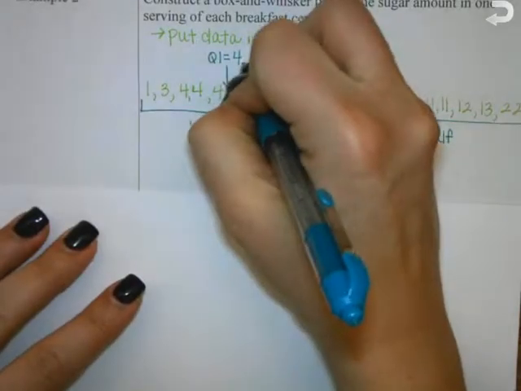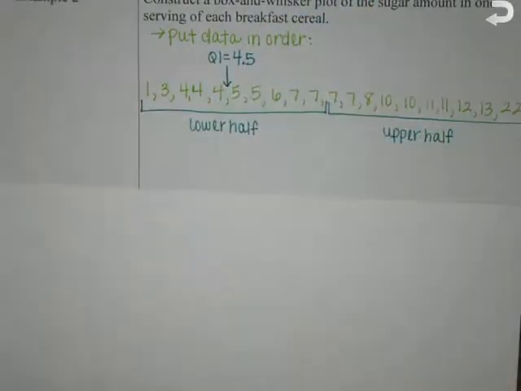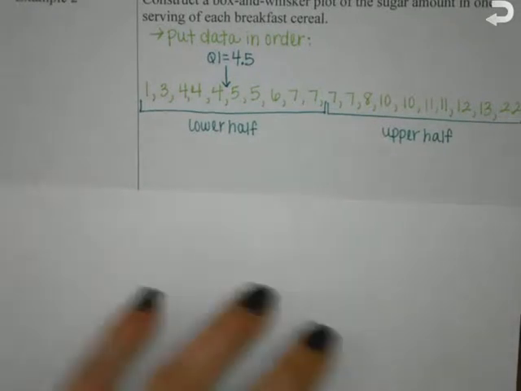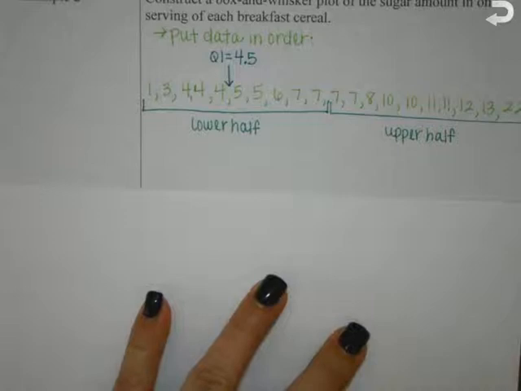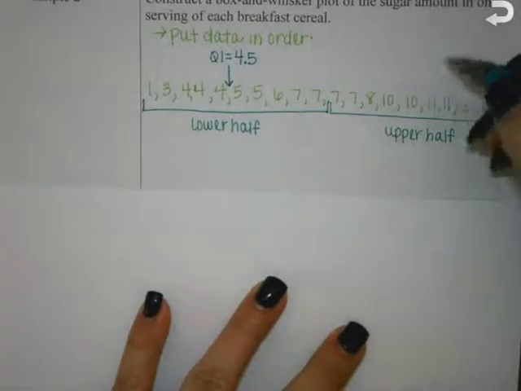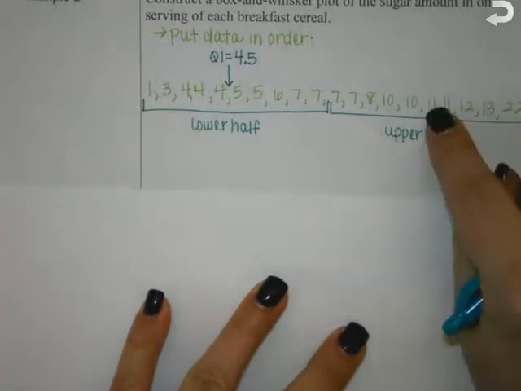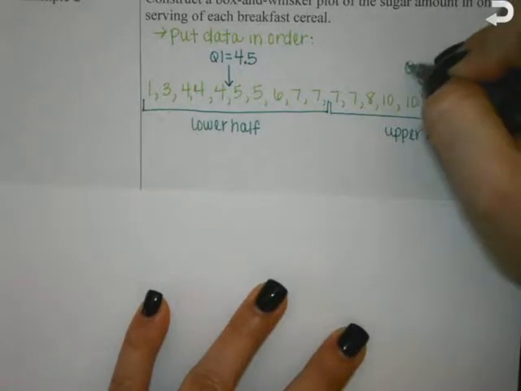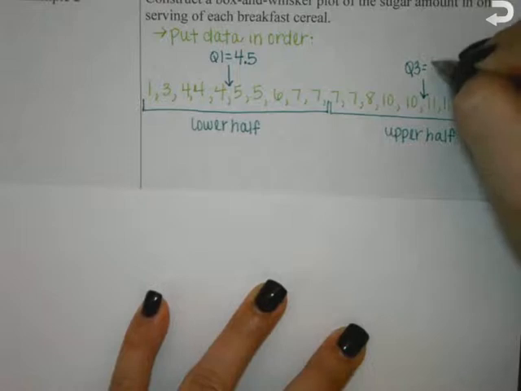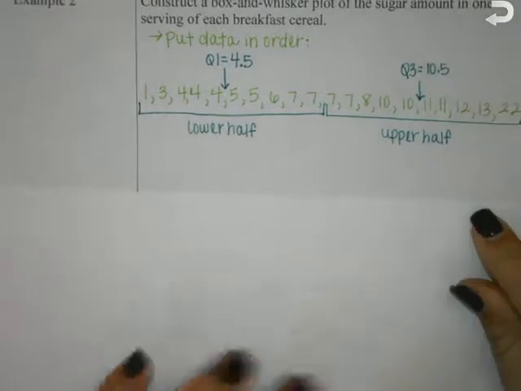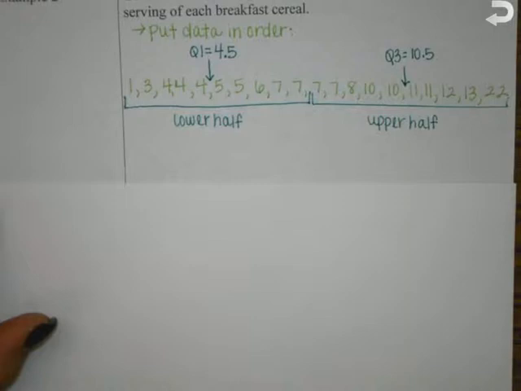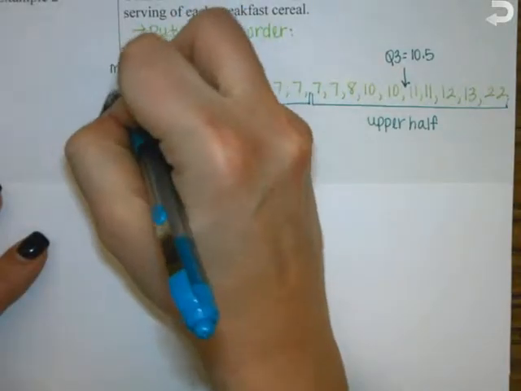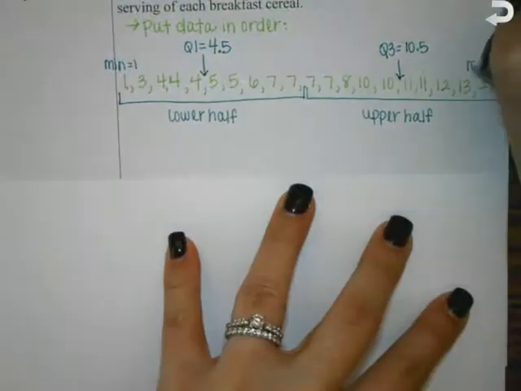Okay? So do the same thing for the upper half, guys, and that's called Q3. So figure out where Q3 is going to go. What was it? Right at 11, or it's between 10 and 11. So put an arrow between 10 and 11, label it Q3, and so that's going to equal 10.5. So we split it up into our quartiles. The only other things that we have to label are our minimum and our maximum. Our minimum is going to be what? 1. So min equals 1, and our max equals 22. Okay? So label that for me.